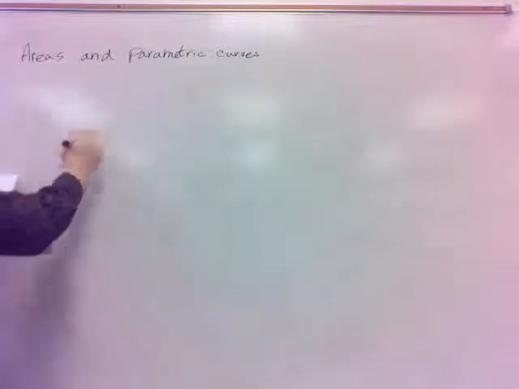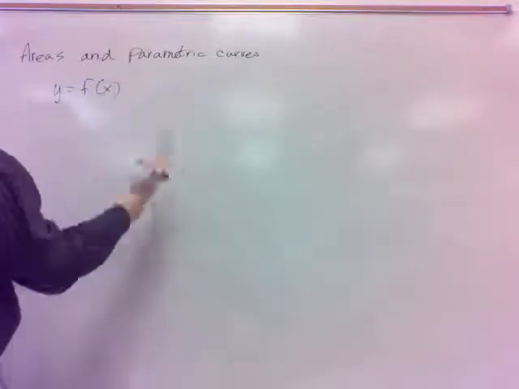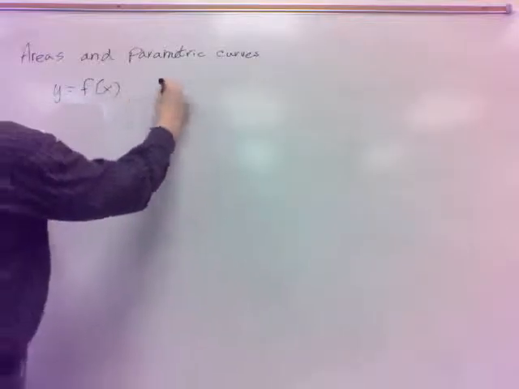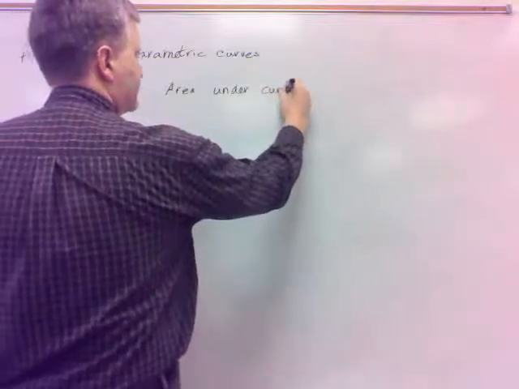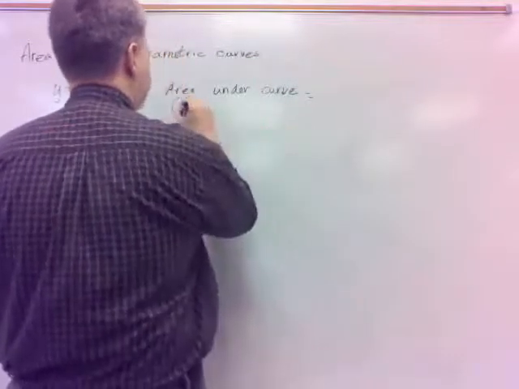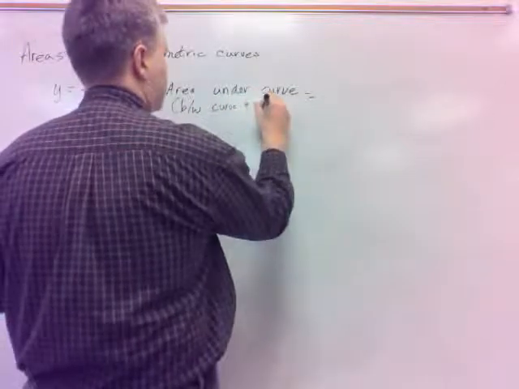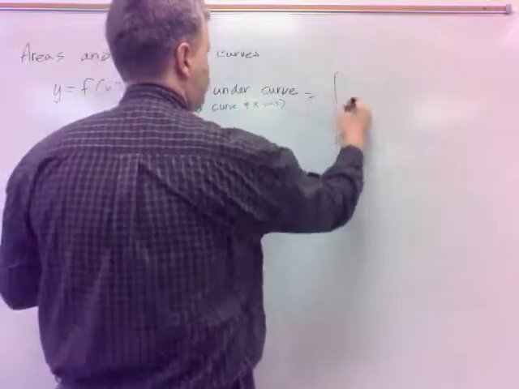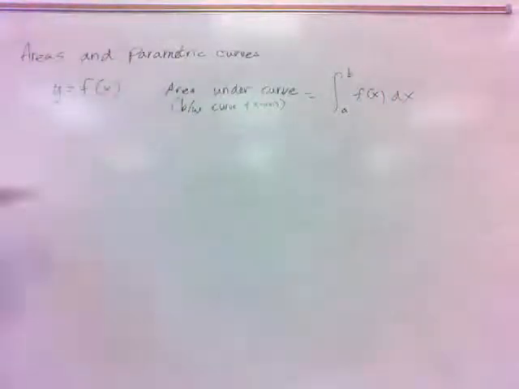Okay, well, for a Cartesian curve, y equals f of x, when we talk about areas, we're talking about area under the curve, and that is the integral, right? We're talking about between the curve and the x-axis. It's the integral from a to b of f of x dx. That gives me the area under the curve. Could be the net area from a to b.